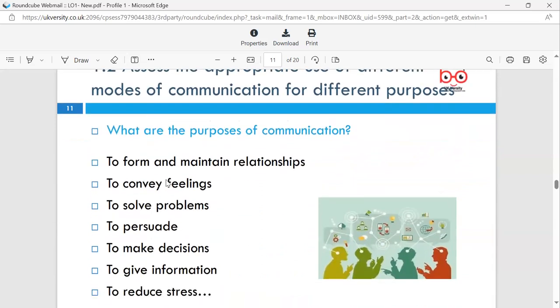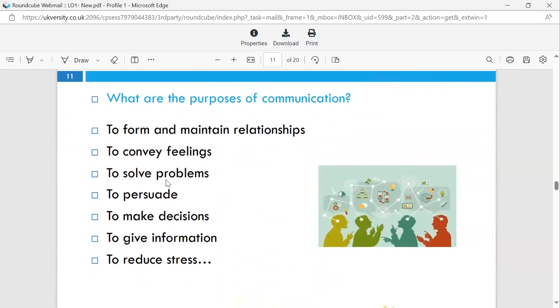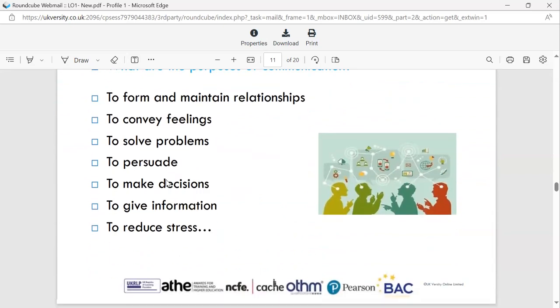Okay, 1.2, assess the appropriate use of different modes of communication for different purposes. So what are the purposes of communication? It's there to form and maintain a relationship between you and the patient or the client, to convey feelings, like we've just talked about in that example, to solve problems, to persuade, to make decisions, to give information, and to reduce stress.